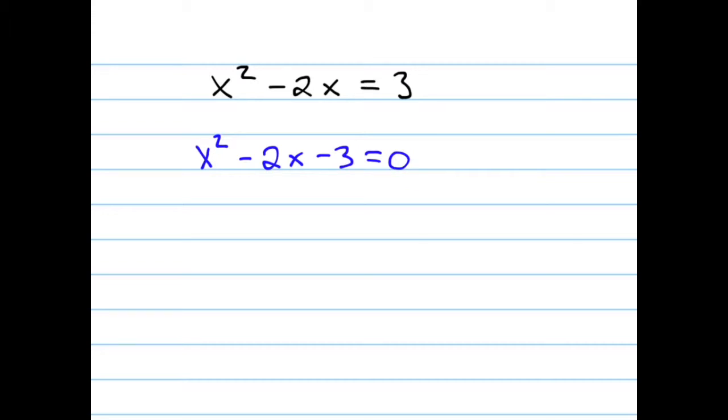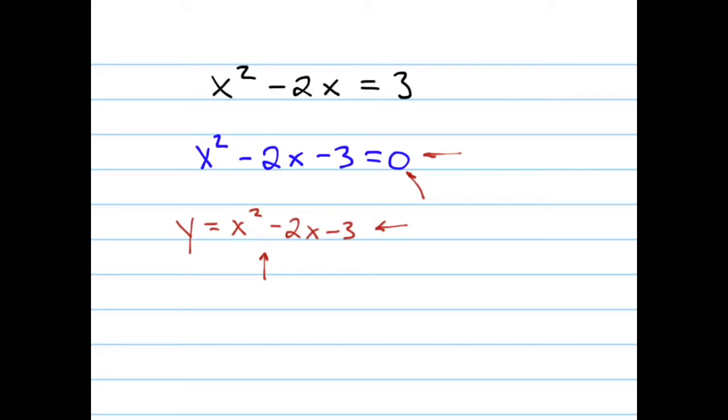Then we're going to graph it as if it were y equals x squared minus 2x minus 3, and we're just going to find when y is 0. Because when y is 0 on this graph, we have our x values that would fit this equation up here. If x makes our y value in this equation equal to 0, then that's a solution for this equation. Make sense?